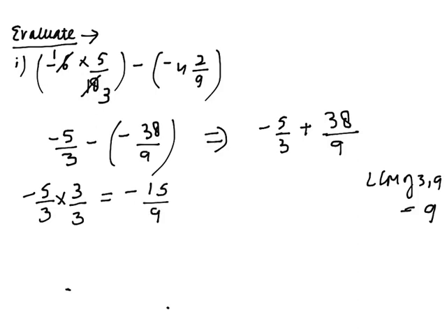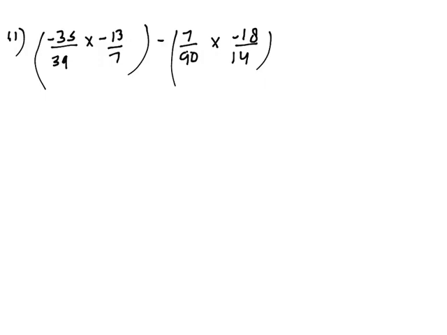Now we will replace minus 5 by 3 by minus 15 by 9. So here, minus 15 by 9 plus 38 by 9. Here our positive number is greater than the negative number, so our final answer will be positive and we will subtract. So what will we get? 38 minus 15 is 23, and in the denominator we will have 9 only, because in addition we keep the denominator the same. So our answer is 23 by 9.